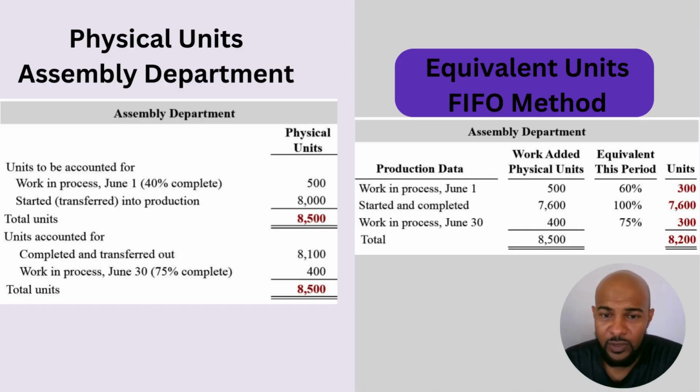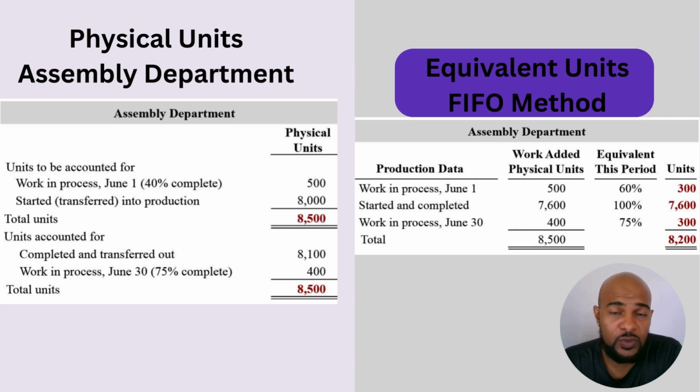So here's an example of what I'm talking about. On the left, we can see we have our physical units. This is for the assembly department. And under our units to be accounted for, the physical units, it includes the opening work in process, which is 40% complete. The physical units associated with that is 500 units. The units transferred into production during the period is 8,000. So total units to be accounted for in the period is 8,500 units.